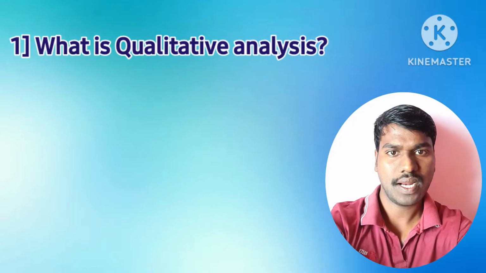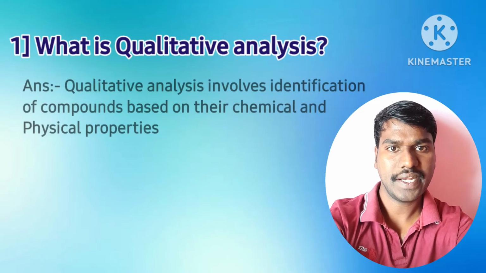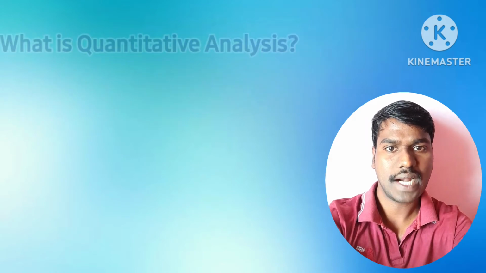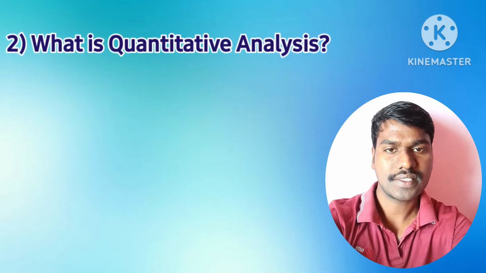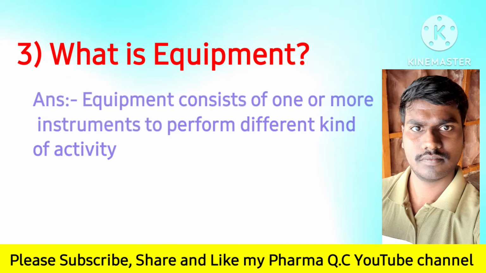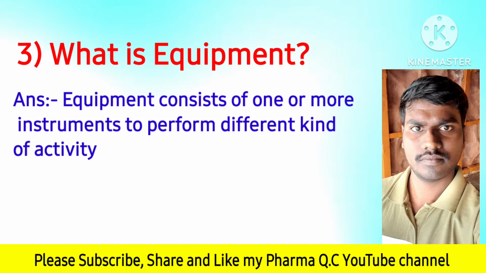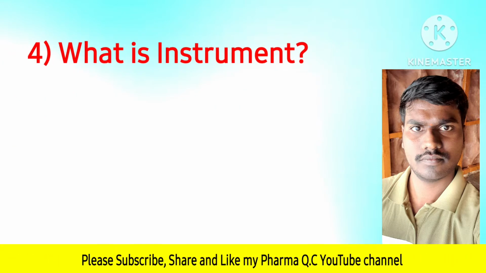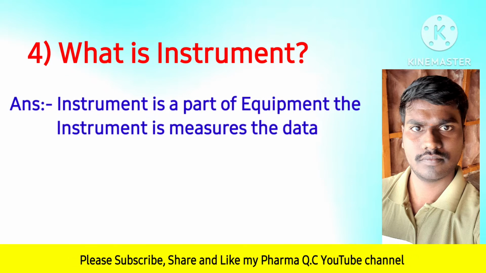What is qualitative analysis? Qualitative analysis involves identification of compounds based on their chemical and physical properties. What is quantitative analysis? Quantitative analysis involves estimation or determination of the concentration or amount of chemical compounds. What is equipment? Equipment consists of one or more instruments to perform different kinds of activity. What is an instrument? An instrument is a part of equipment.